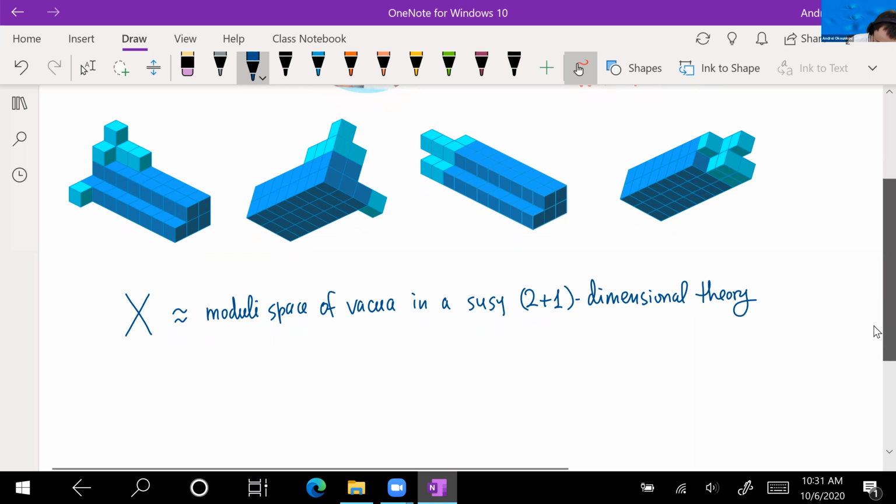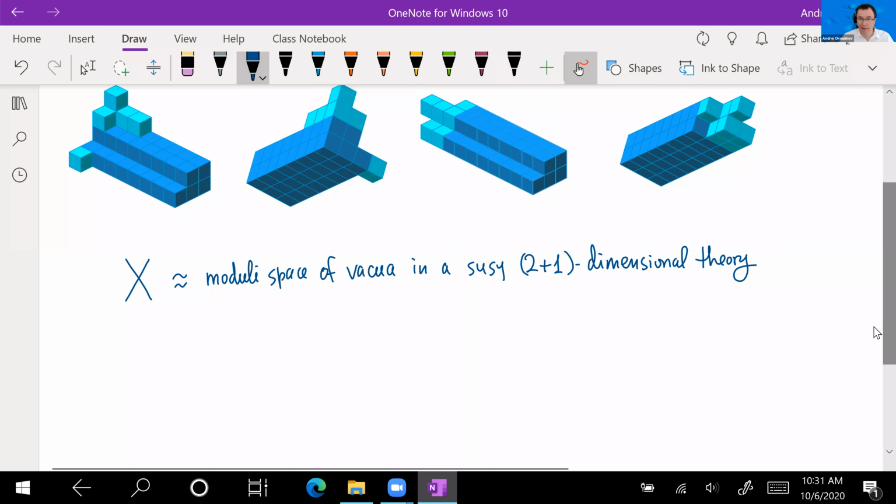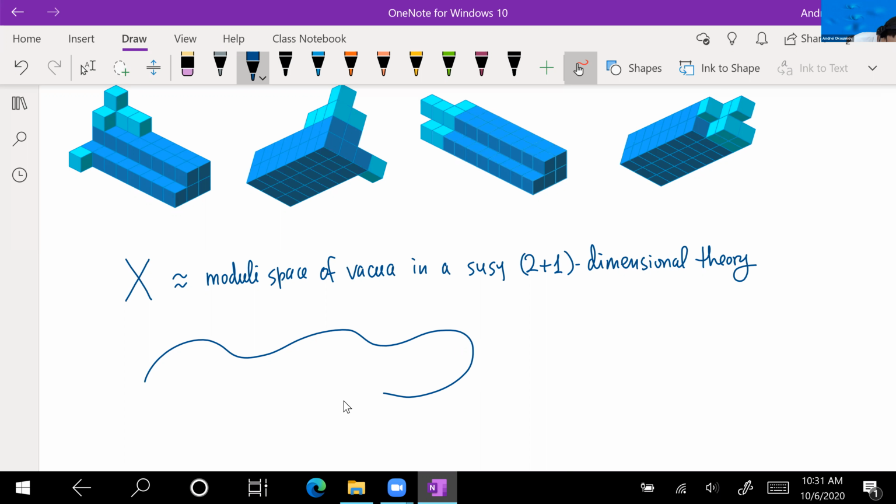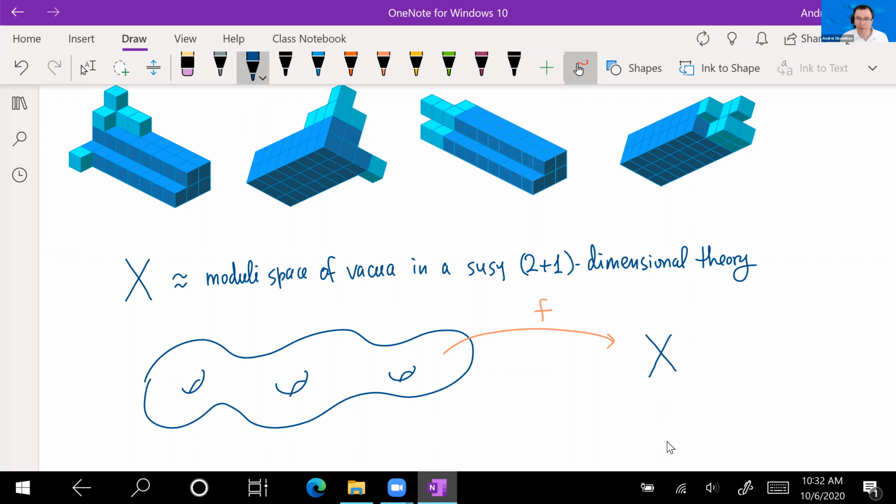And so at large scales, or in the infrared, we were thinking of this theory as kind of a theory of modulated vacua. So you have a map, a theory of maps, F, to that target X.